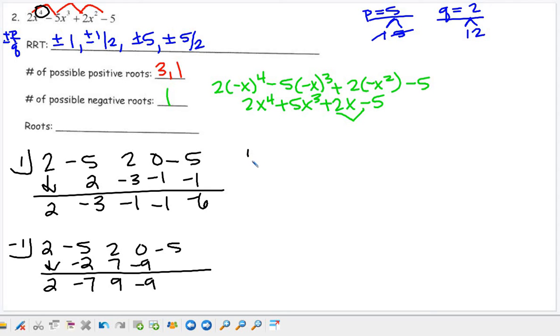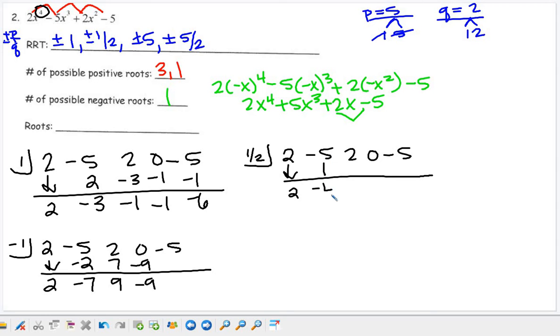Okay, let's try 1/2. Why not? So 2, negative 5, 2, 0, negative 5. So bring down the 2. So half of 2 is 1. Negative 5 plus 1 is a negative 4. Half of that is negative 2. That's 0. Half of 0 is 0. 0 plus 0 is still 0. Half of 0 is 0. And negative 5. So my remainder, remember the last term is the remainder. And still not it.